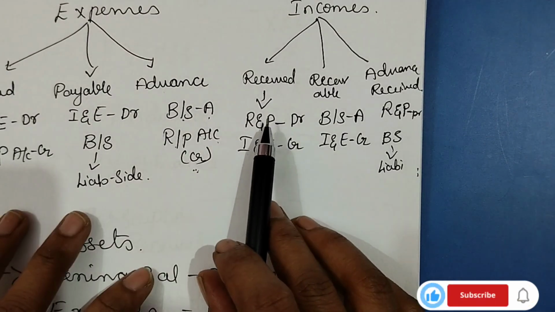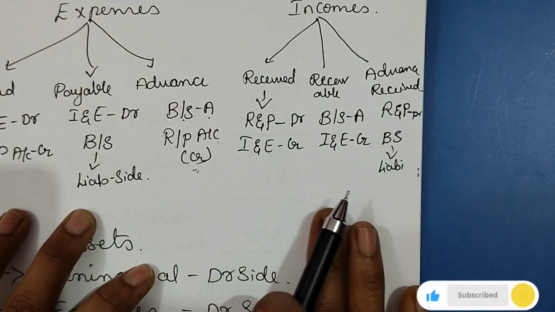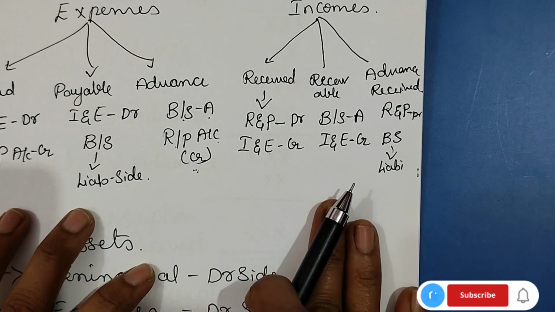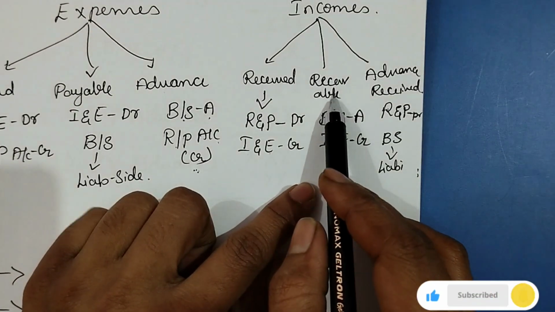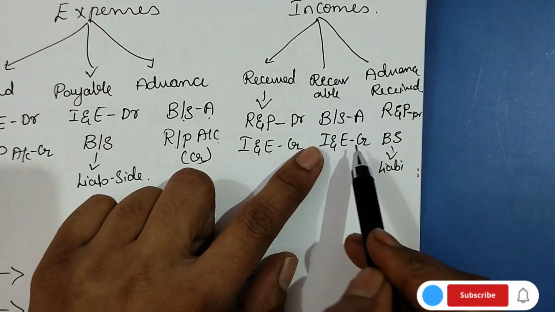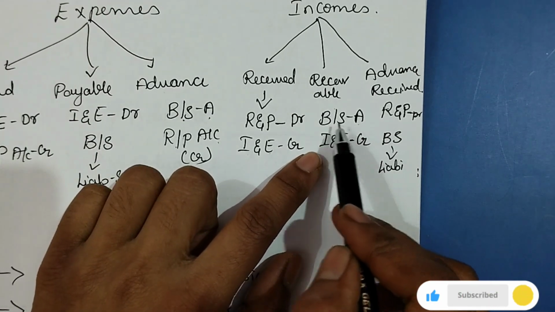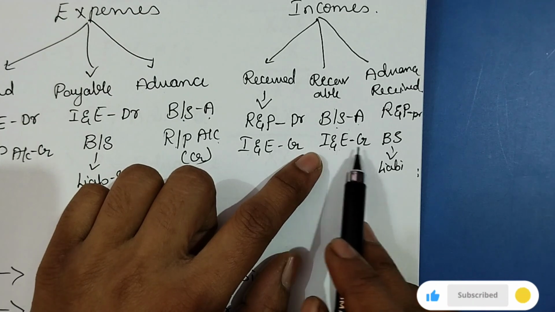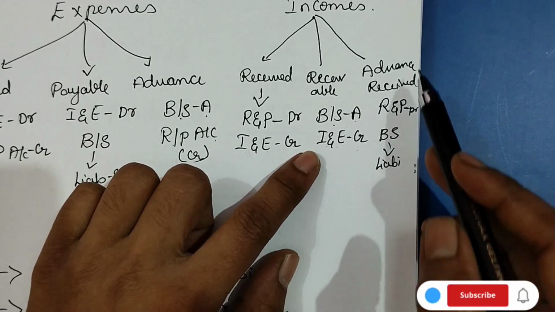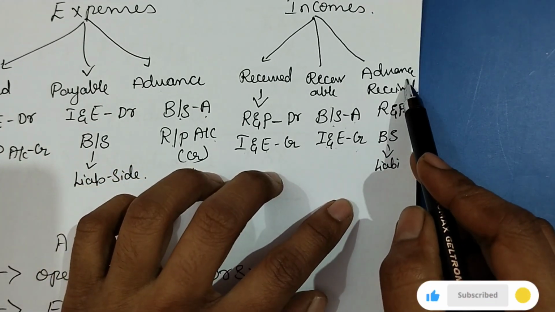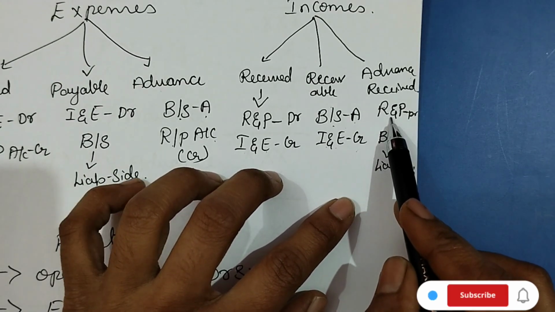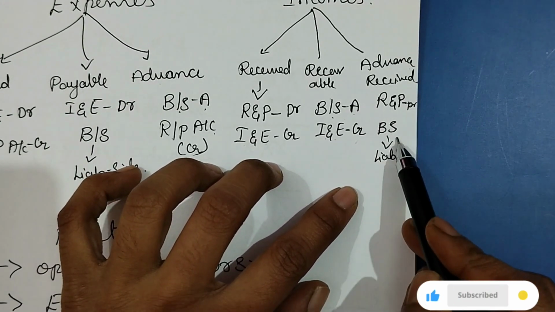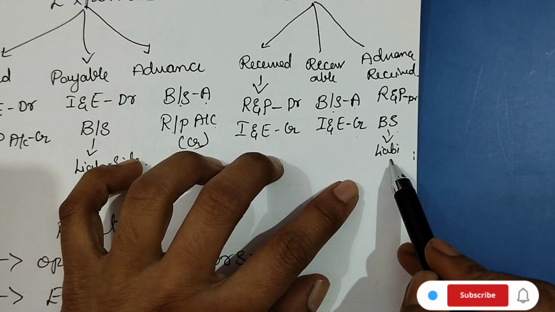Understand this. If you understand, the whole accounts will be very easy for you. This is the important concept. When the incomes are receivable, then you are showing it under the asset side in the balance sheet, and under the income and expenditure account, you are crediting. When you receive in advance, then under the receipts and payment account you debit, and in the balance sheet you record it under the liability side.